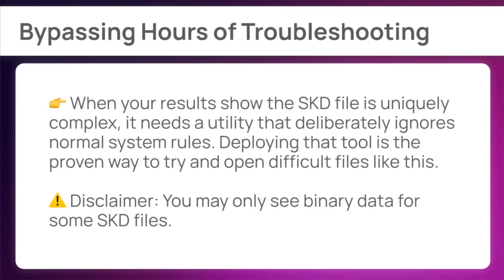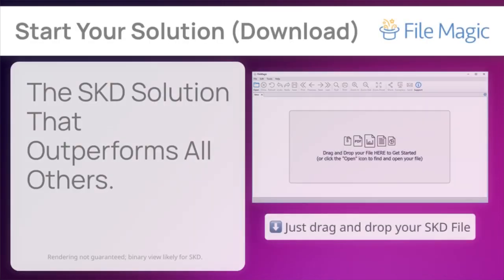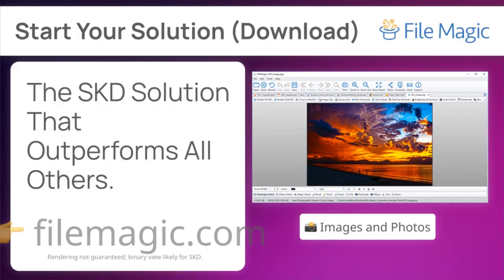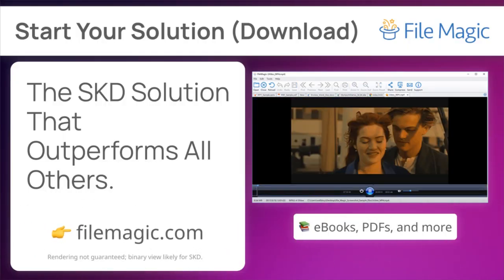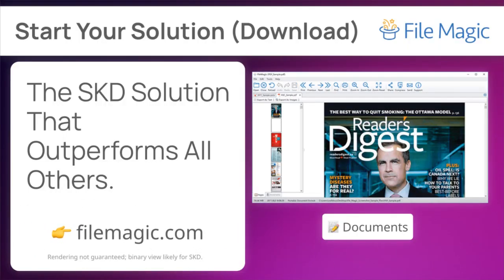When all basic programs fail, the job now demands a tool capable of obscure formats. The Universal File Viewer platform is the professional approach to try for SKD files. For speed and reliability, FileMagick excels. Its ability to ignore file extension errors and instantly show you the SKD content is a massive time saver.